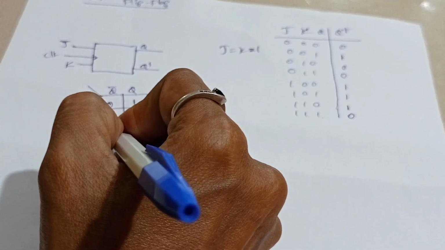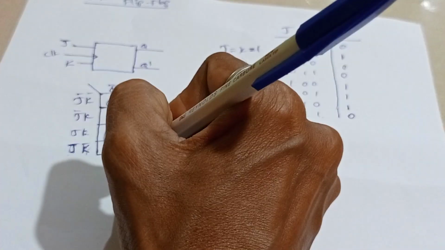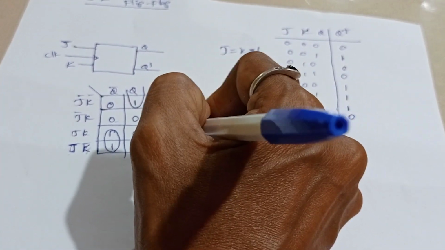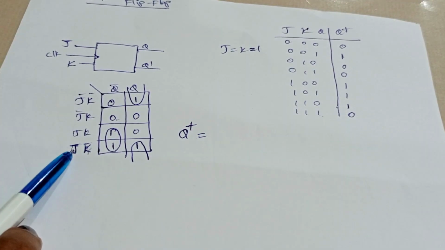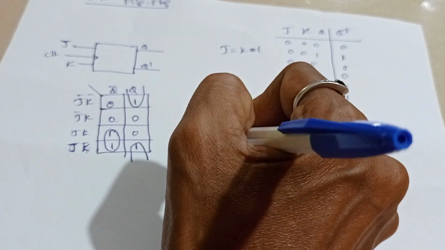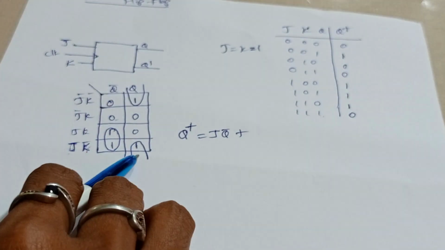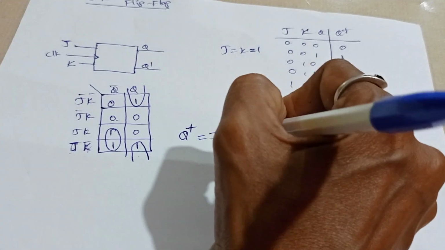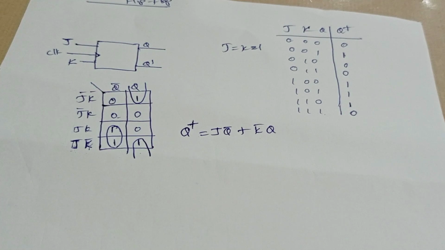Now we'll group this as one pair and this as another pair by rolling. Now Q plus, that is the characteristic equation, becomes Q plus is equal to: from the first pair J is constant and K is changing, so J Q bar, plus from the second pair K bar is constant, so K bar Q. This is the characteristic equation for the JK flip-flop.